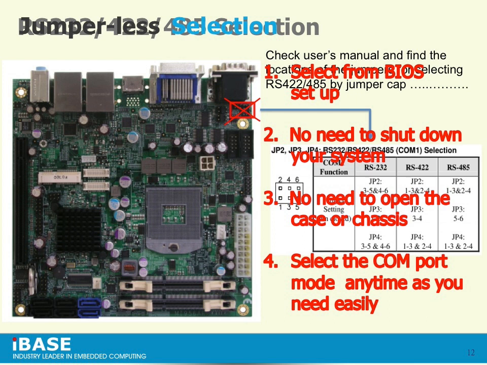So if the board is already installed into a system, in the past you needed to shut down the power, open the case, and find the board so that you could adjust the jumper caps. Now that is all not needed with our IB897. You don't need to open the case, and you can just select the COM mode from the BIOS. So this is very useful and very convenient as a jumperless design from our board.